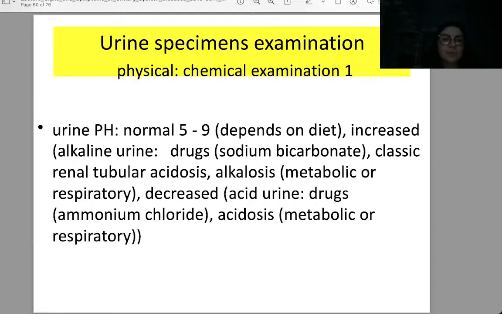Urine pH. It can be normal, from 5 to 9, depending on diet. It can be increased, and we name it alkaline urine. Mostly it can be caused by drugs like sodium bicarbonate, classic renal tubular acidosis, alkalosis, metabolic or respiratory. And it can be decreased, and we name it acid urine, due to drugs like ammonium chloride, or acidosis, metabolic or respiratory.